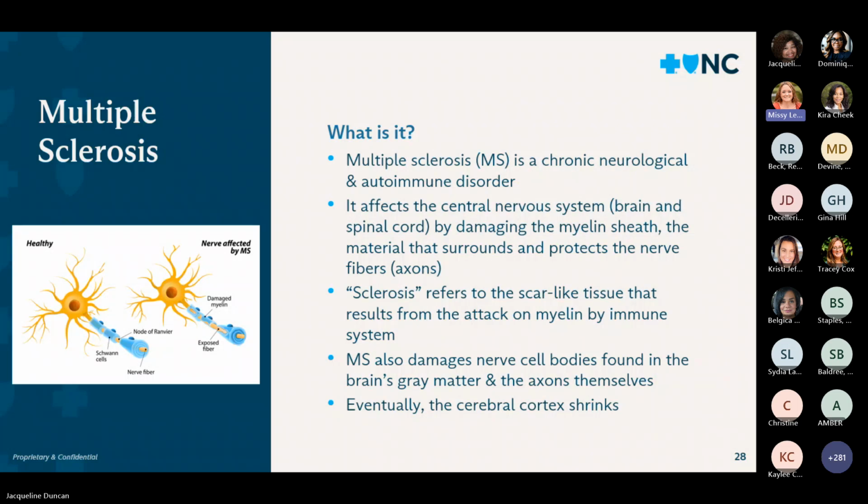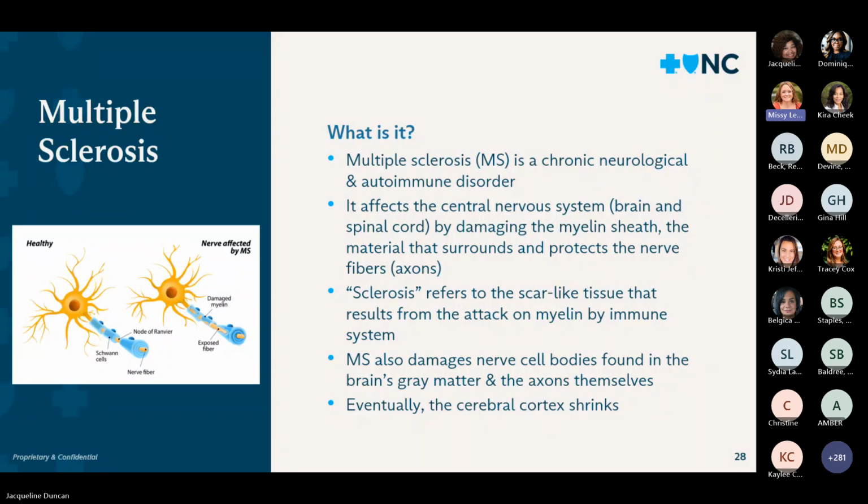Next, we will discuss multiple sclerosis, also known as MS. It is a chronic neurological and autoimmune disorder. MS affects the brain and spinal cord by attacking myelin in the central nervous system and damaging the myelin sheath, which is the material that surrounds and protects the nerve fibers. This disrupts the communication between neurons.